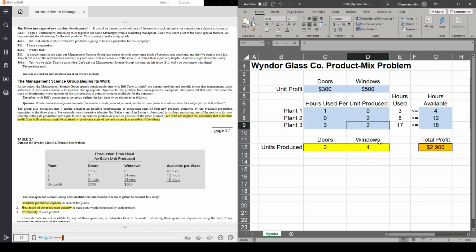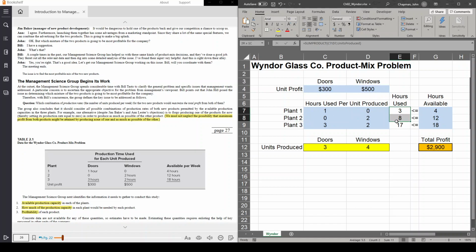For each of those windows is 8, right? So that's 8 hours in plant 3 to make 4 windows. So we're doing 9 hours plus 8 hours is a total of 17 hours used in plant 3 to make 3 doors and 4 windows. And that is less than or equal to the total number of hours available, 18 for plant 3.